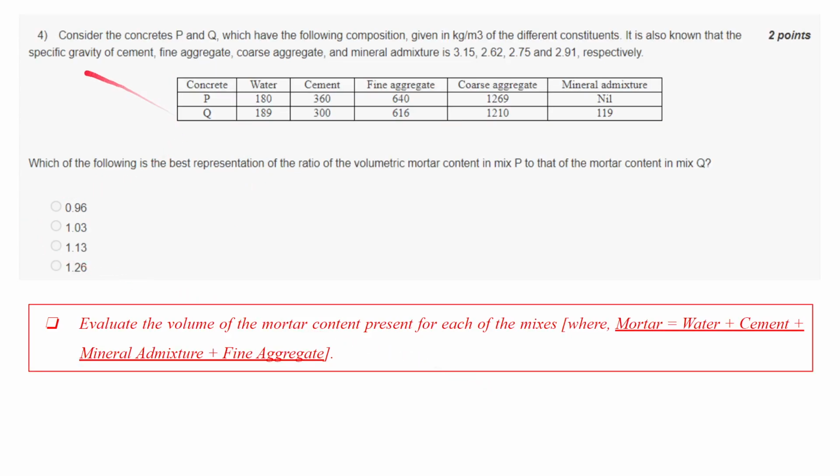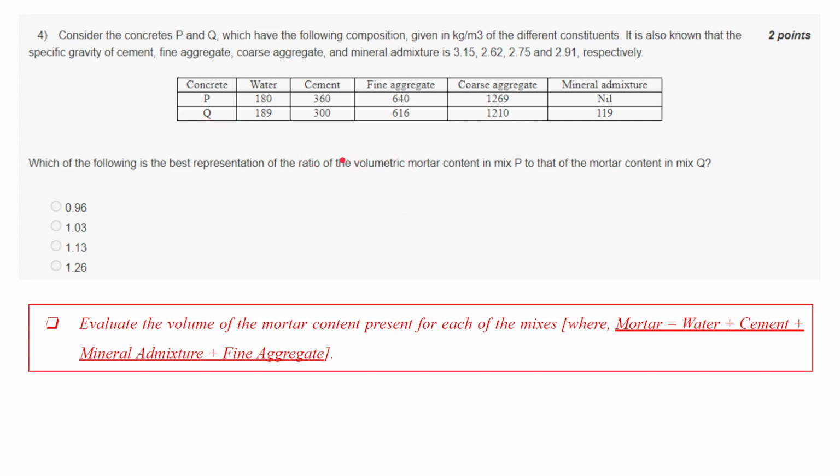So let us see the fourth question. Here, consider the concretes P and Q which have the following composition given in kg per meter cube of the different constituents. It is also known that the specific gravity of cement, fine aggregate, coarse aggregate, and mineral admixture is 3.15, 2.62, 2.75, and 2.91 respectively. So, which of the following is the best representation of the ratio of the volumetric mortar content in mix P to that of the mortar content in mix Q? So we need to find the volume of mix P divided by volume of mix Q. So we need to find the ratio.